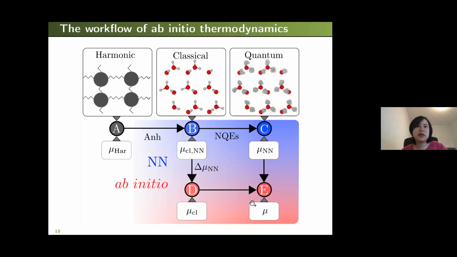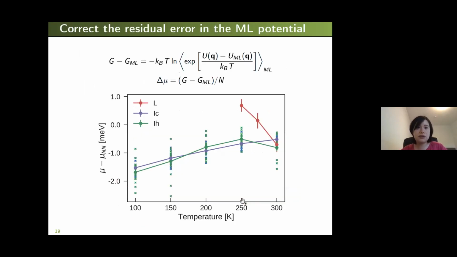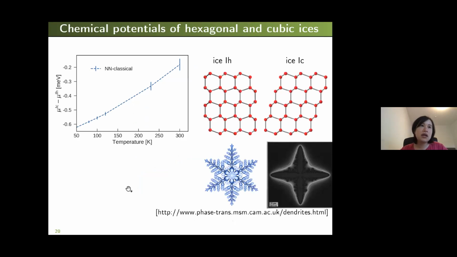So to summarize the methodology, apart from the thermodynamic integration part, in the end we always add a correction term to promote our machine learning results to the true ab initio level. Here's the magnitude of this correction for different systems at different temperatures. You can see it's usually quite small, but it's there. It's also different for different systems. So now we can look at the result.